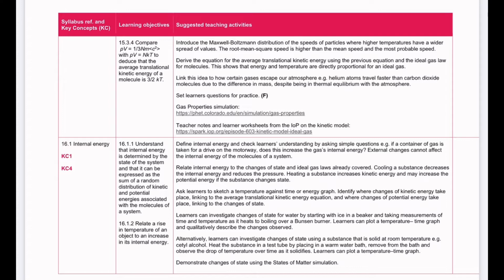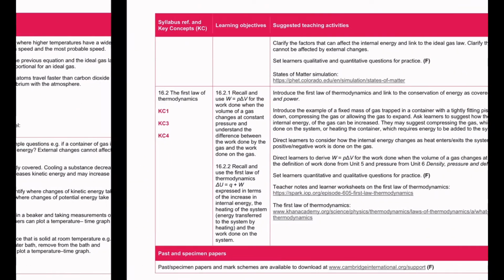Key concepts. 16.1. Learning objectives. 16.1.1. Understand that internal energy is determined by the state of the system and that it can be expressed as the sum of a random distribution of kinetic and potential energies associated with the molecules of a system. 16.1.2. Relate a rise in temperature of an object to an increase in its internal energy.